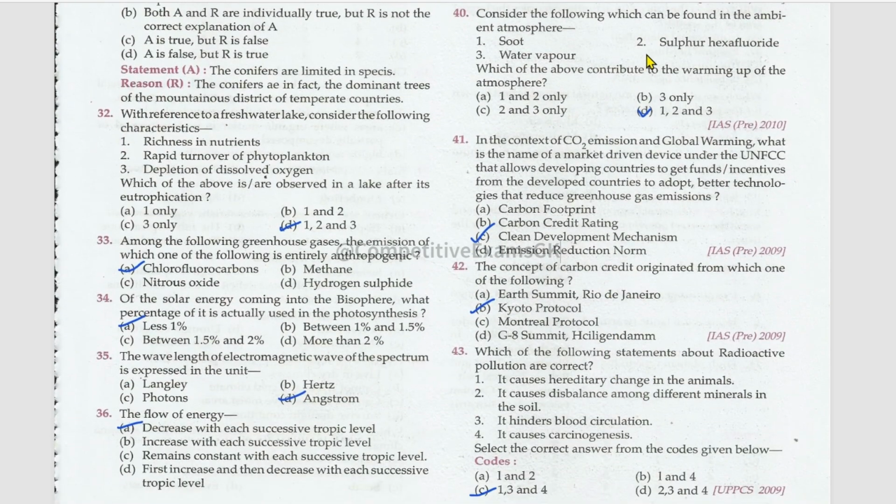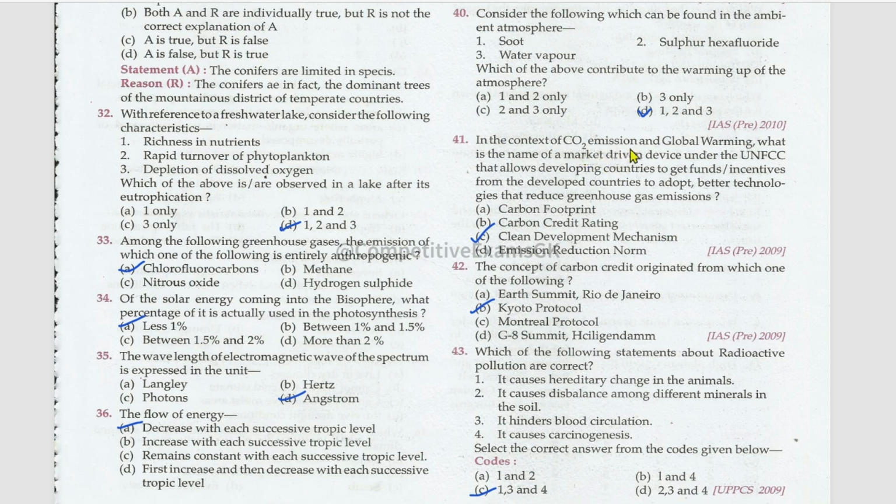Consider the following, which can be found in the ambient atmosphere. Which of the above contribute to the warming up of the atmosphere? Soot, right? Sulfur hexafluoride is also right, and water vapor. All of these will contribute to the warming of the atmosphere.